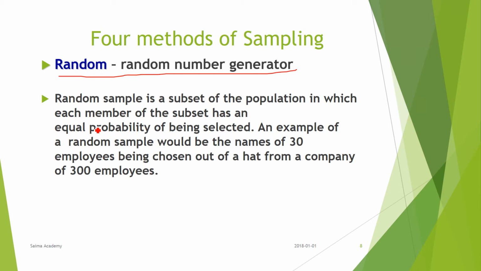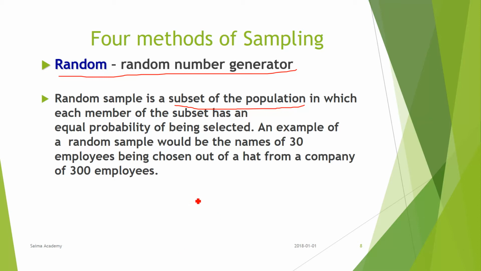Now I will explain what random is. A random sample is a subset of the population in which each member of the subset has an equal probability of being selected, right? You have to pick the sample from the population. An example of a random sample would be the names of 30 employees being chosen out of a hat from a company of 300 employees.